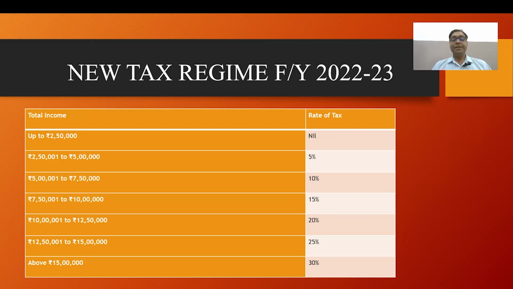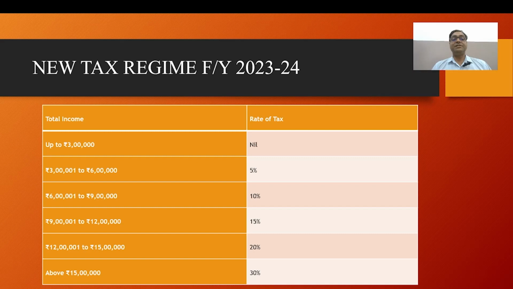Above 15 lakh rupees is 30%. The next tax regime, for financial year 2023-24, is up to 3 lakh rupees nil, 3 lakh rupees 1 to 6 lakh rupees is 5%, 6 lakh rupees to 9 lakh rupees is 10%, 9 lakh rupees to 12 lakh rupees is 15%, 12 lakh to 15 lakh rupees is 20%, and above 15 lakh is 30%.